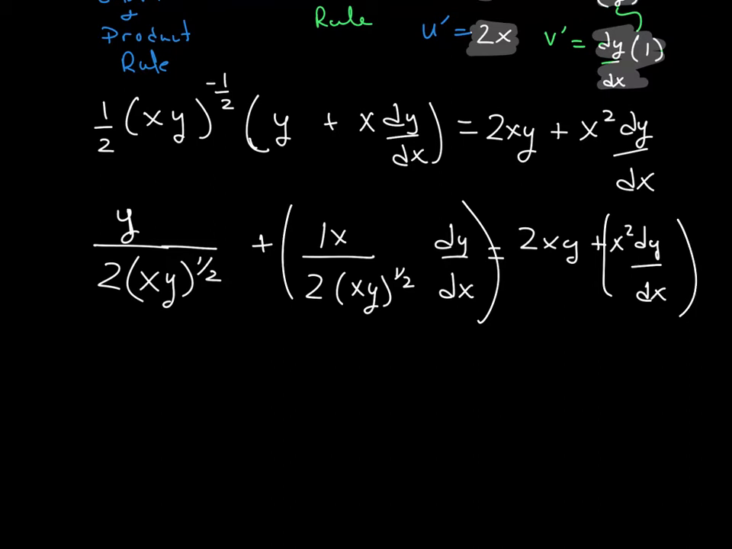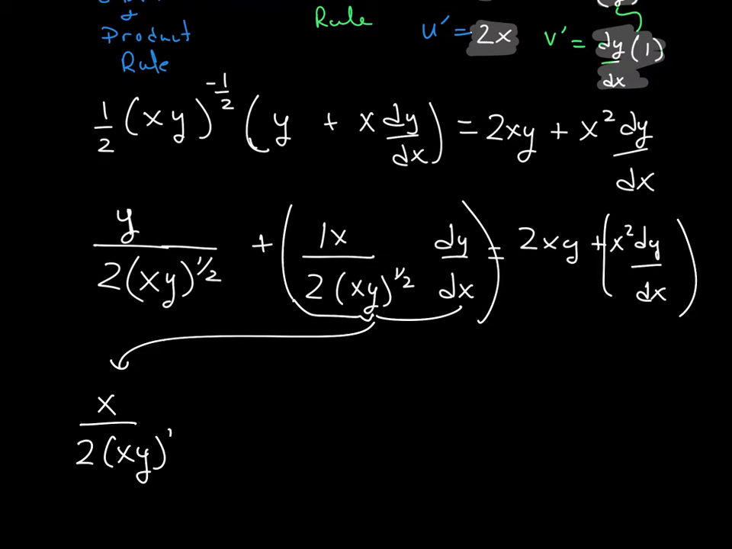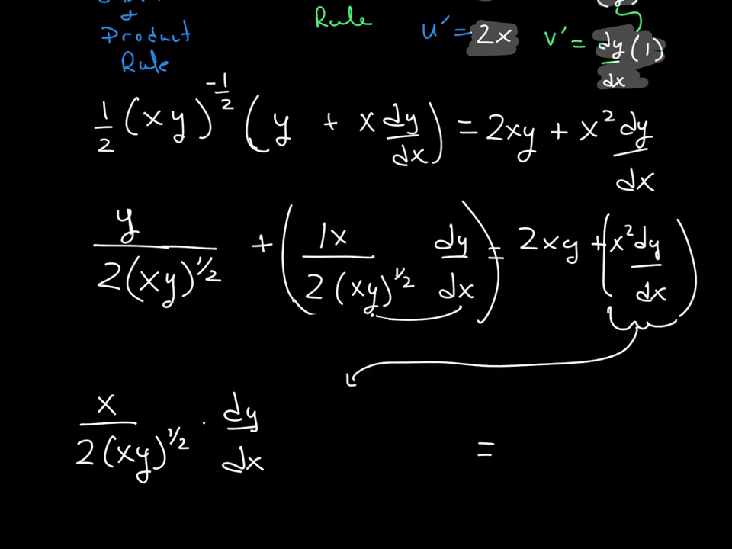So I'm going to take this first term and write it over here. That leaves me with x over 2xy to the 1/2 power dy dx. Now, the next thing I'm going to do is take this term that I have here and move it across the equal side. I do that by subtracting it from both sides, and that's going to leave me with minus x squared dy dx.